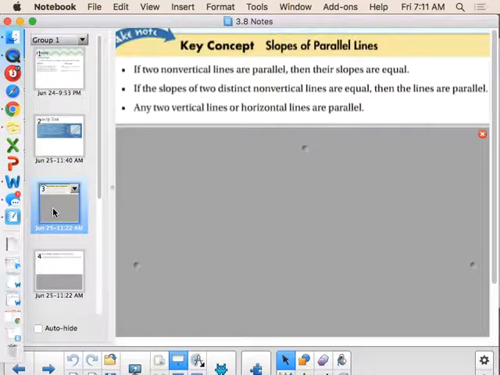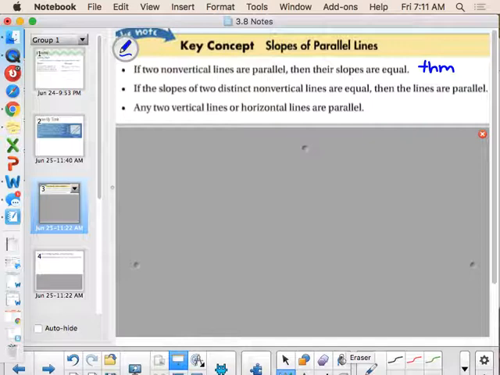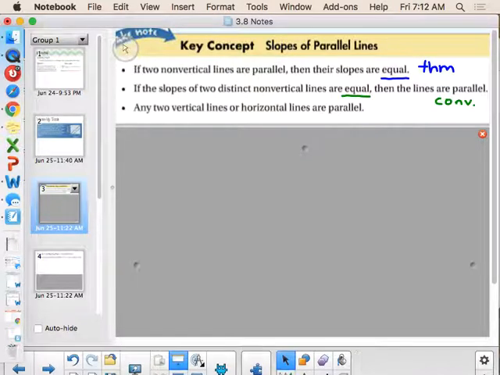Two lines are considered parallel if they're non-vertical and their slopes are equal. This is essentially the theorem. If two non-vertical lines are parallel, then we know that their slopes are equal. And the converse is, if we're given that their slopes are equal, then the lines are parallel. The big idea I need you to take away is that I'm looking for slopes that are equal in order for two lines to be parallel.